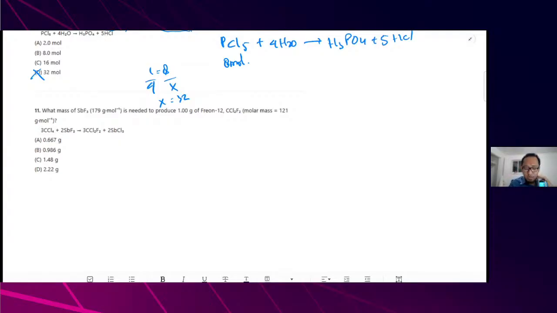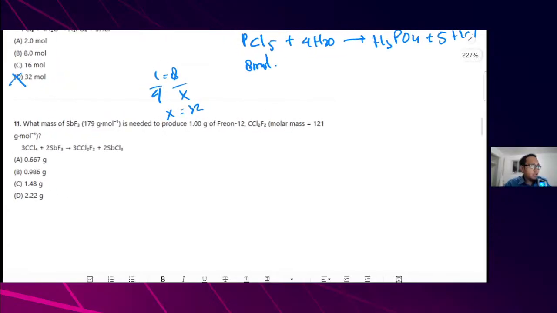So now we're gonna continue our discussion again. We're still discussing the ACS exam, in the topic of stoichiometry. In the previous video, we discussed stoichiometry, and we're still on stoichiometry now. We're still trying to solve number 11.